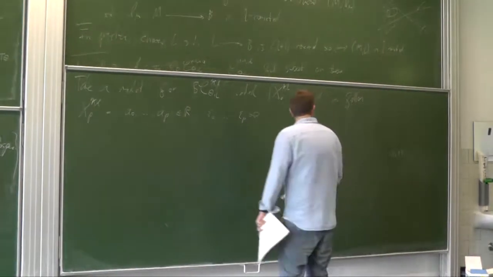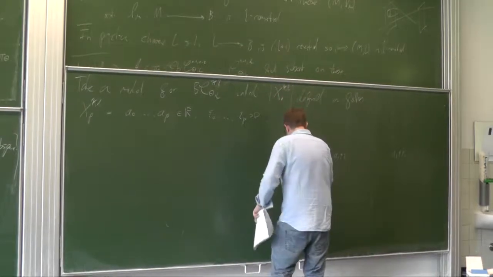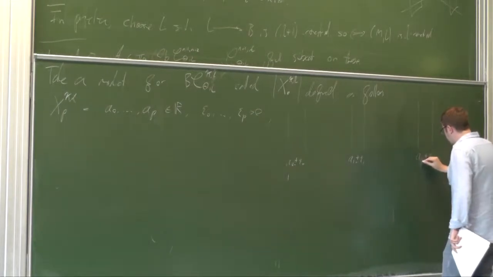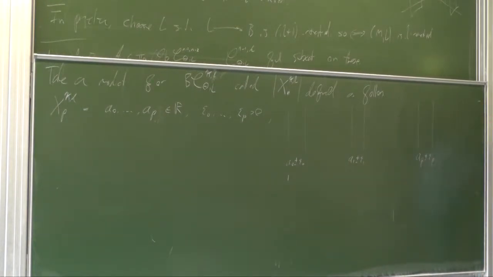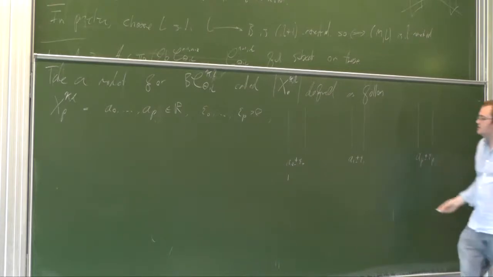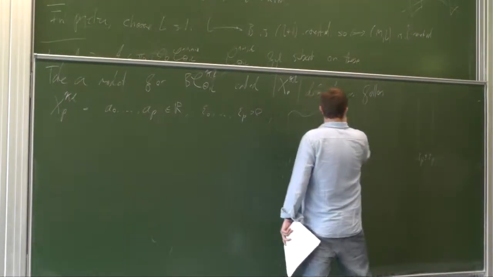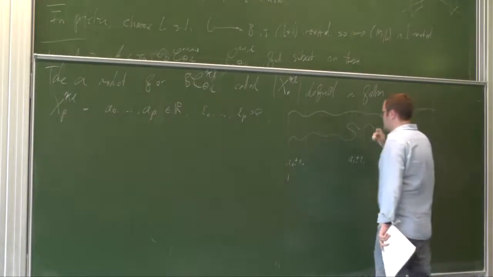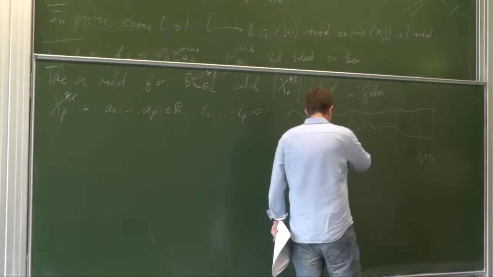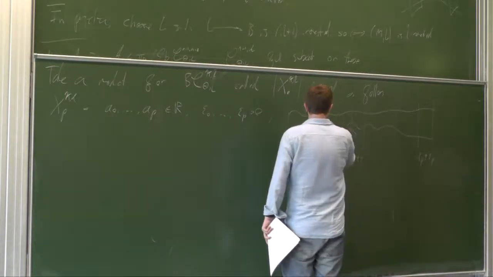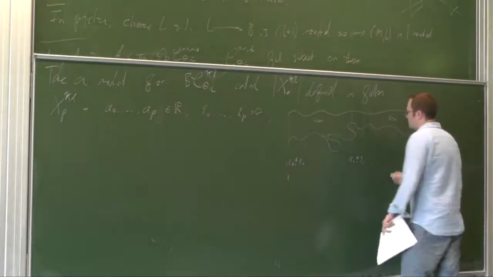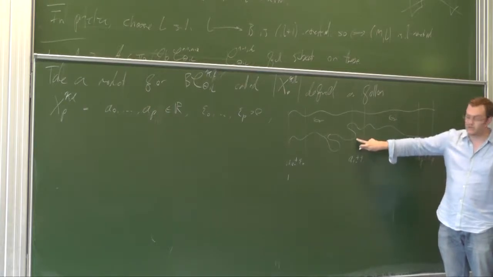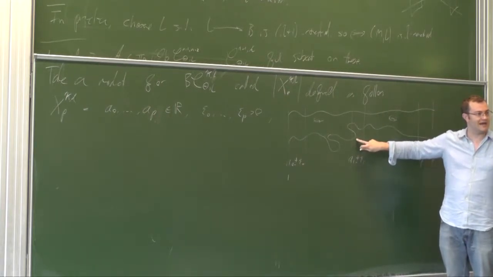And the third bit of data is I want a submanifold from A0 minus epsilon 0 to AP plus epsilon P. So it doesn't extend beyond the walls, it only goes up to the walls. So let me draw that. And you notice that the projection map to R is not required to consist of regular values inside. I'm allowed to have critical points.